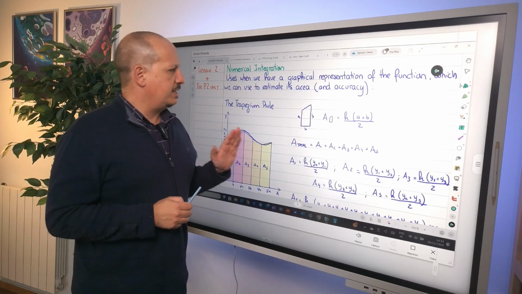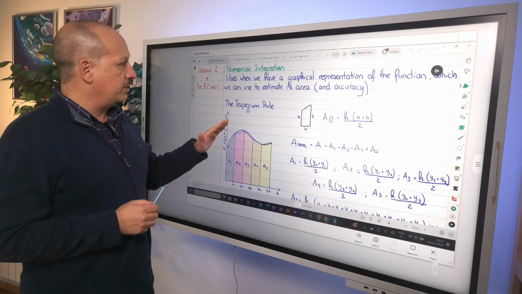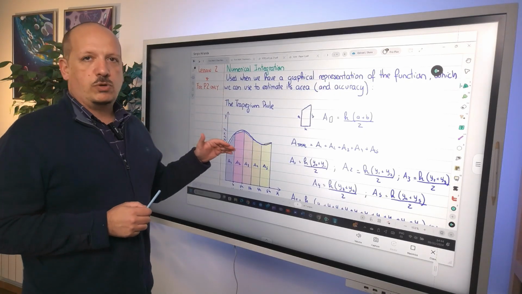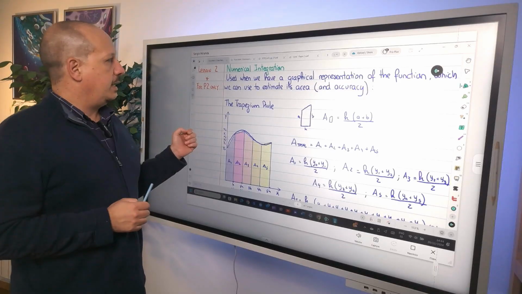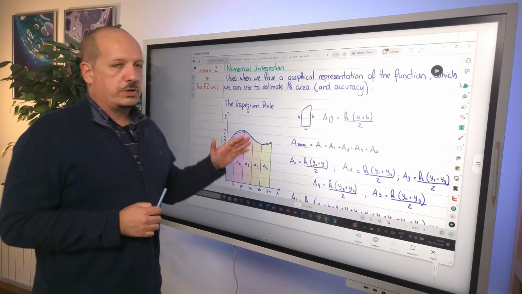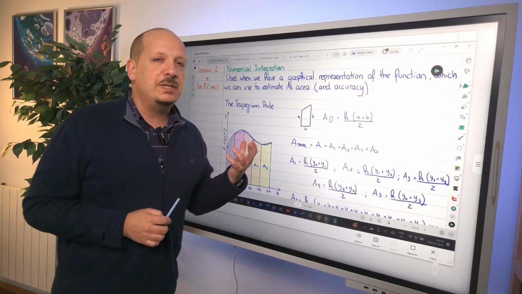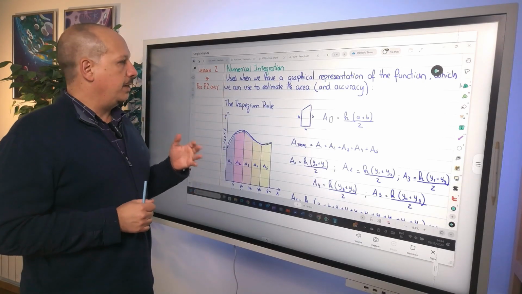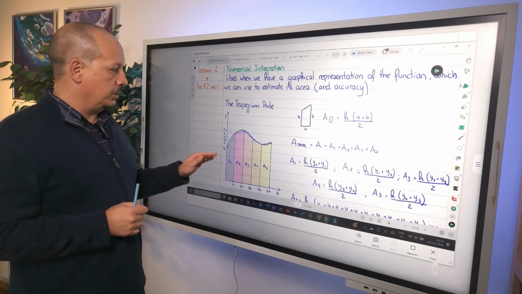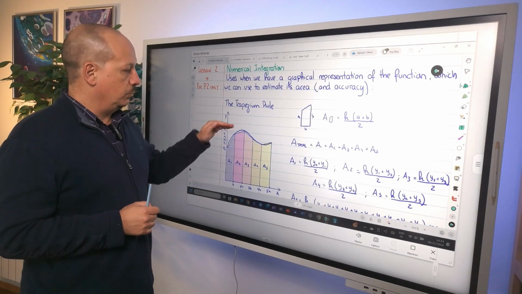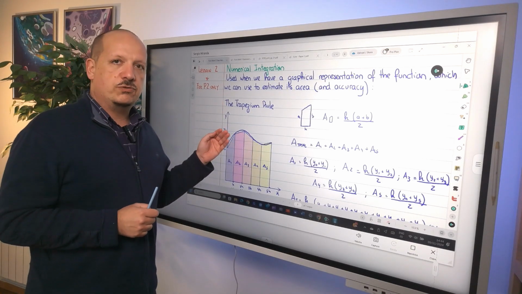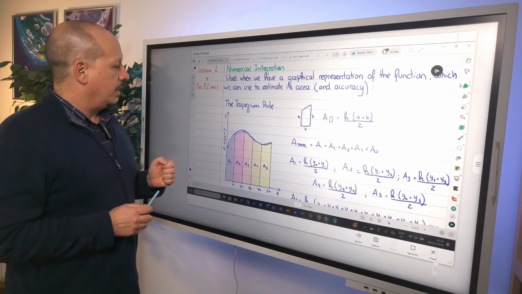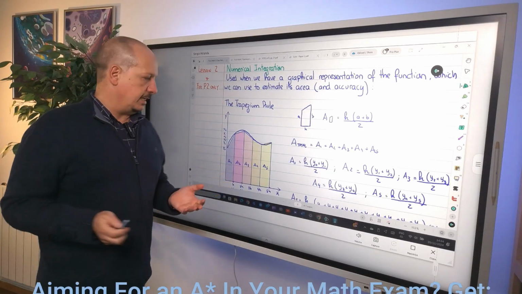So what is this all about? This is only used when you have a graphical representation of the function, and you use that graphical representation to make just an estimate of the area under that graph. All right, you have no way, supposedly, to get the exact area under the graph, so you just have to work with estimates. And what is the approach that you take?